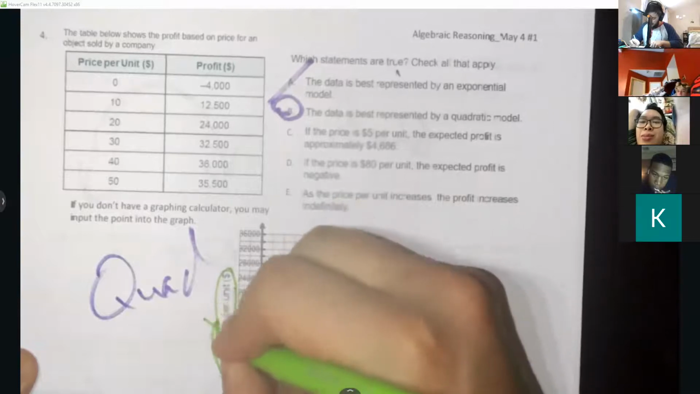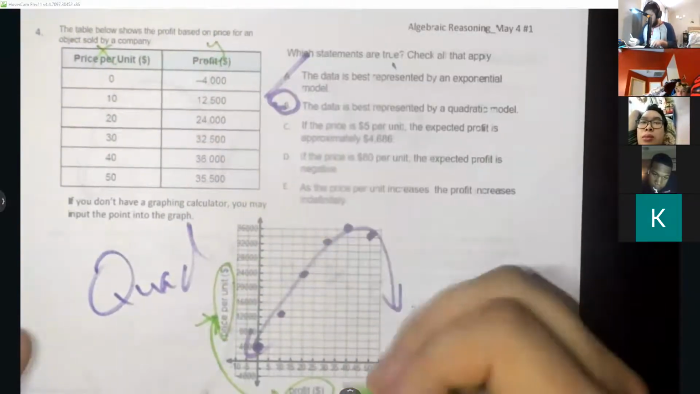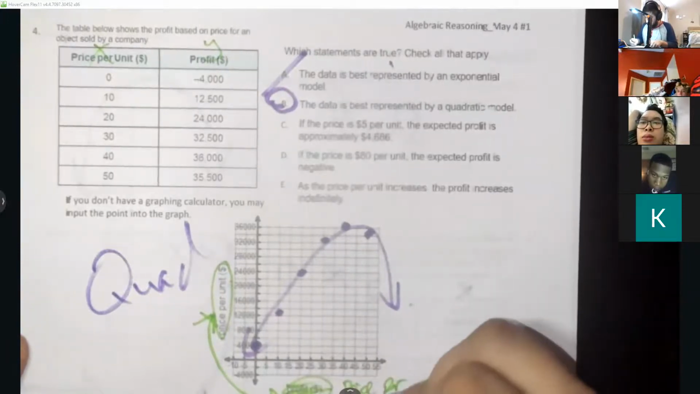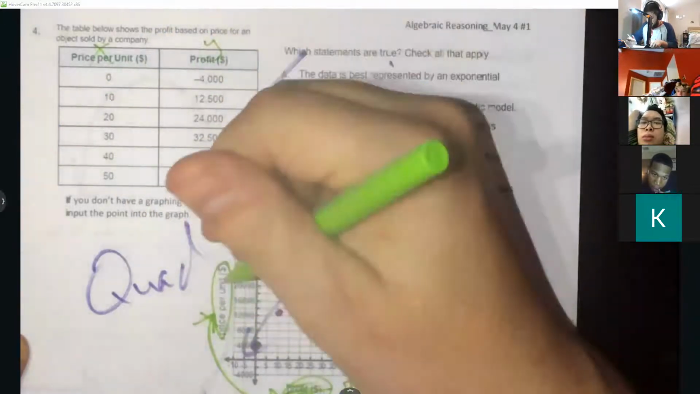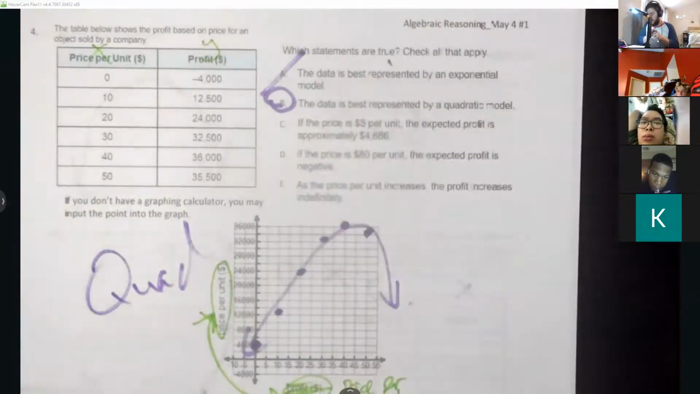Price per unit is supposed to be the X. These are the X. These ones are the Y. So this should be... Either way, it's wrong because it's not at 4,646. No, I know. Yeah. So I'm going to say that question's wrong, anyways.